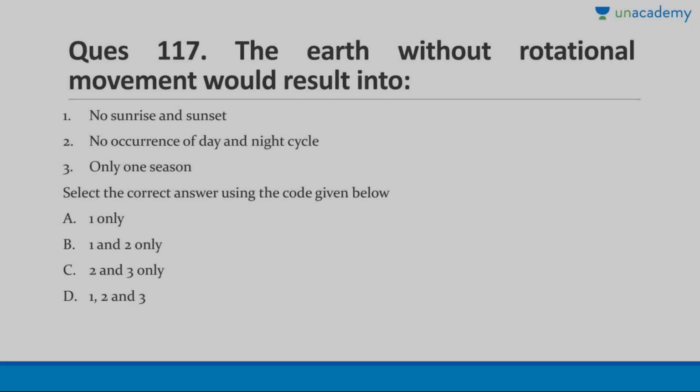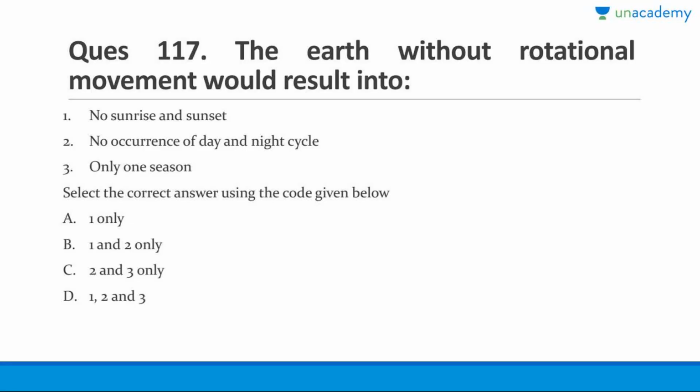Okay. Question number 117. They are called the roaring 40s, shrieking 60s, furious 50s. The earth without rotational movement would result in which of the following? Okay, no sunrise and sunset. Yes, that is correct. No occurrence of day and night. When there are no sunrise and sunset, how will there be day and night? So 1 and 2 are correct.